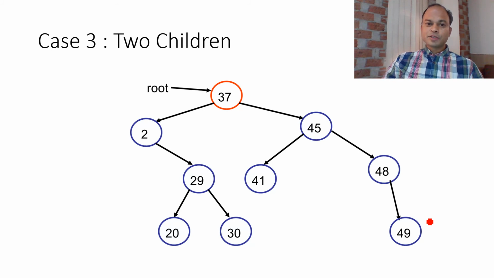Now we are discussing the case of any node that has 2 children. This is the case. 37 contains 2 children. Children 1, 2 and children 2 is 45. We want to delete 37. In this case, we have to find out the greatest element of the left subtree. So this is our left subtree. And the greatest element of the left subtree is 30. I mean, the rightmost value of the left subtree is the greatest element. Therefore, 30 is the greatest element of the left subtree.